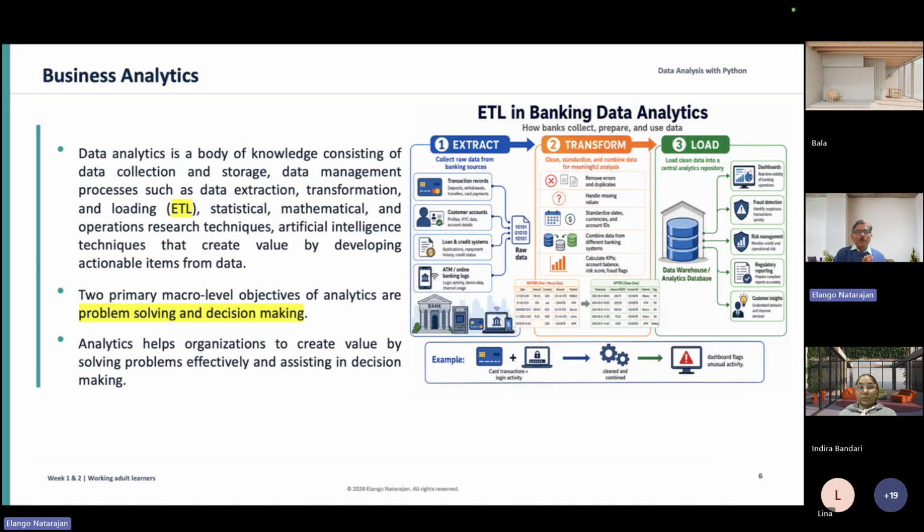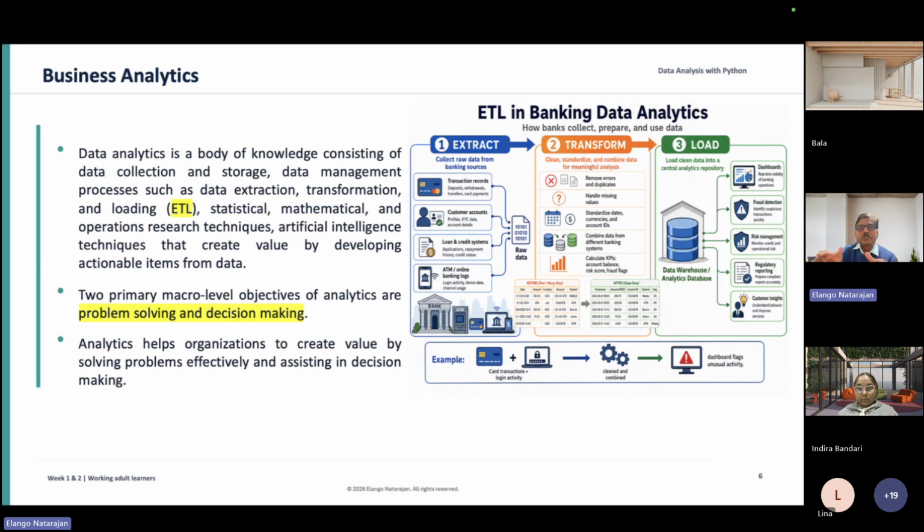Now, being a data analyst, you are going to do data analytics. When you are planning to do data analytics, what are the different tasks you have to do? This is important. For example, you may be getting the data from various sources. I just put a slide over here.